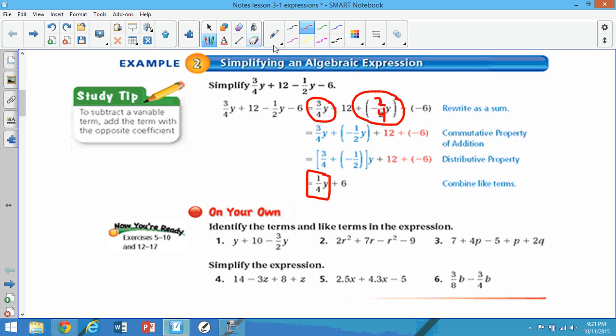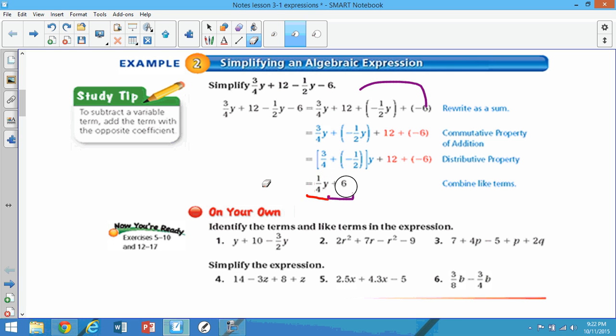Okay, now we have to combine our numbers. Okay, so we have our 12 and our negative 6. So 12 plus negative 6, the signs are different, so we subtract, so our answer is a positive 6. So it's 1/4 y plus 6, and that would be your answer. 1/4 y plus 6. You combine those like terms.